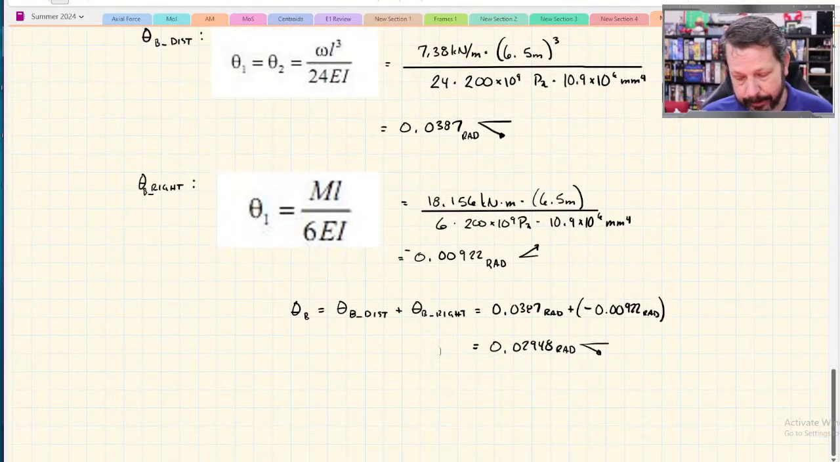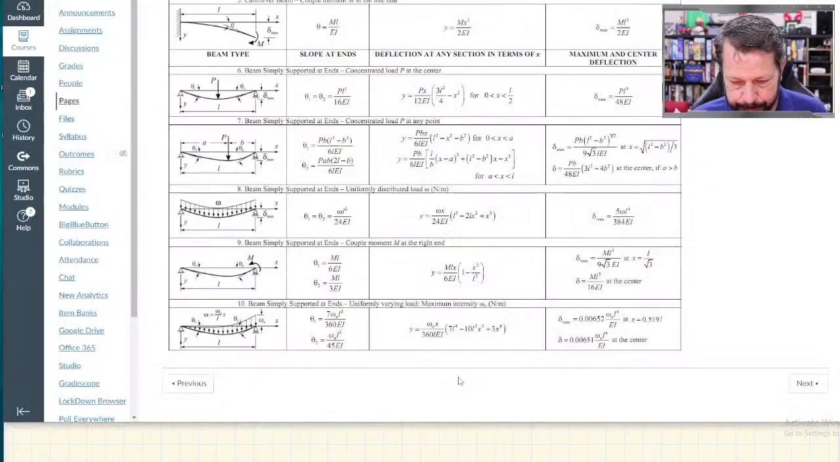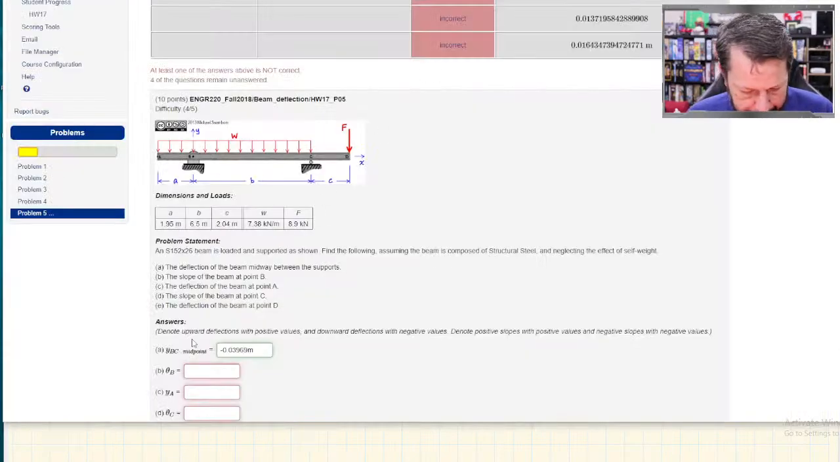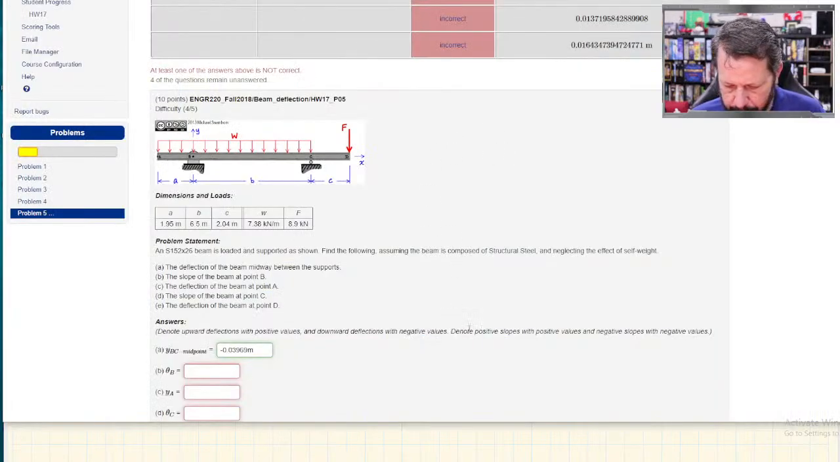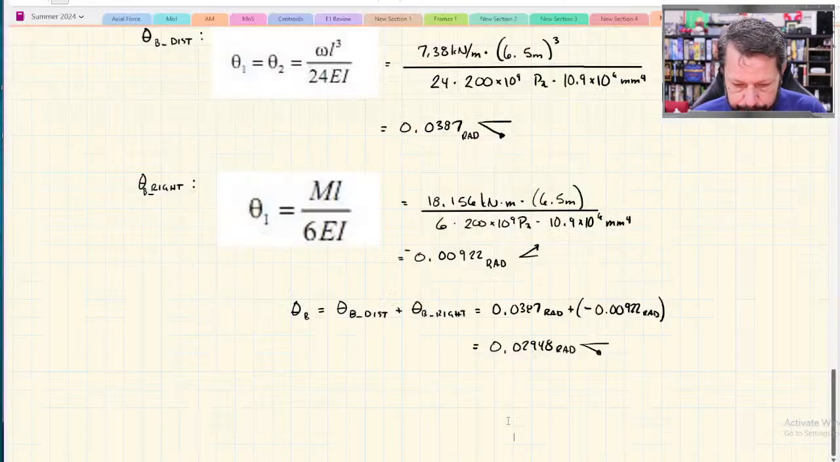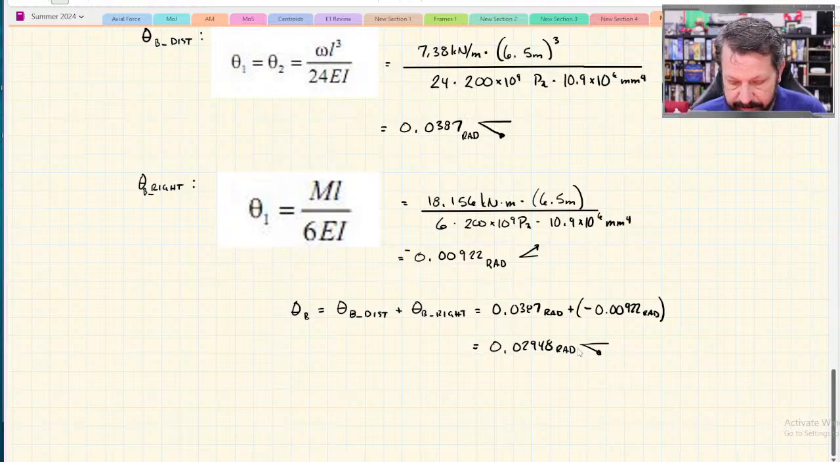Let's see if I've got the right number in here, I guess. Downward deflections with negative values. So is this a downward deflection? I think this is probably an upward deflection. I don't know what you would consider downward deflection. Oh, wait, here we go. It's positive slopes with... Oh, well. So I'm going to say that this is a negative slope, so we'll give it a negative value.